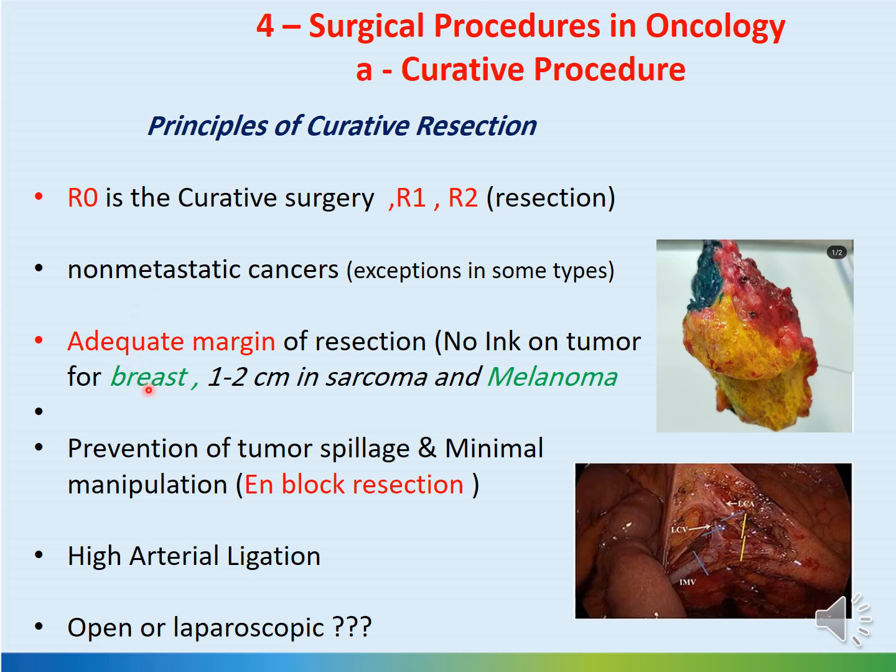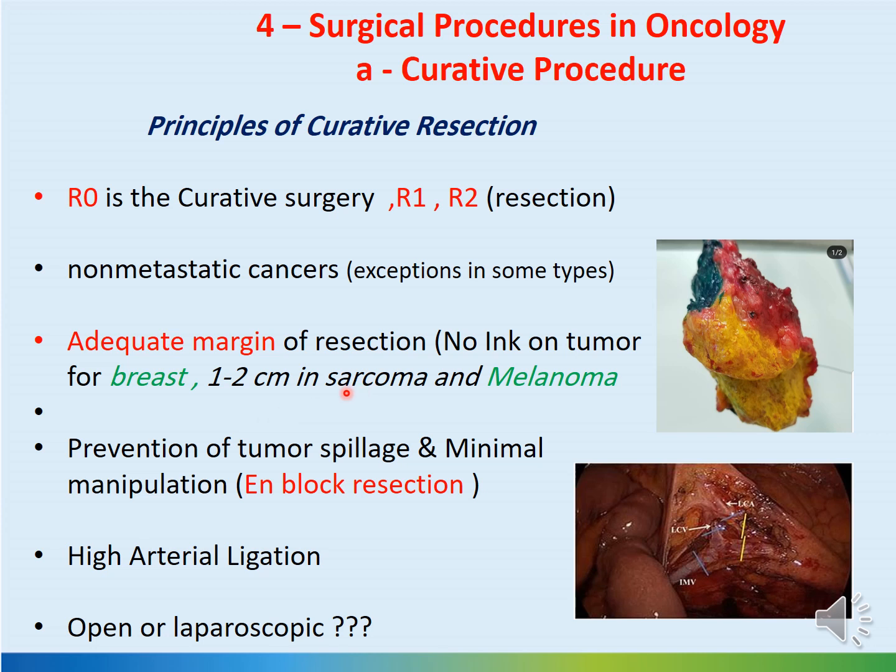And in order to reach the cure, as we mentioned before, we have to remove some healthy tissue around the mass, which is called margins, healthy margins. And we have to get adequate margins to remove the mass. Actually, these margins differ from cancer to cancer and depend on the type of the cancer.